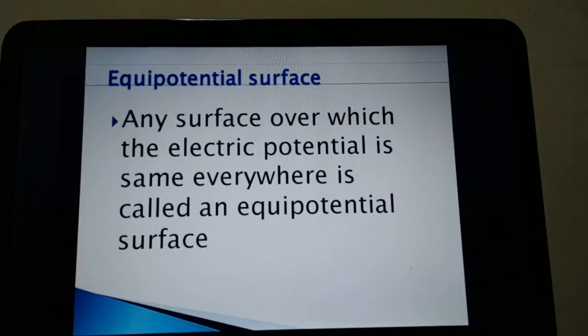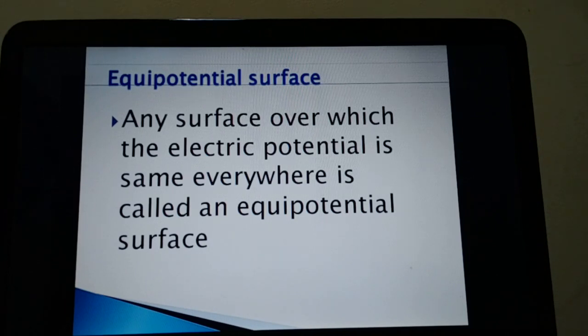I will show you the definition. Any surface over which the electric potential is the same everywhere is called an equipotential surface. So over an equipotential surface, at any point the electric potential remains the same. That is the definition of an equipotential surface.